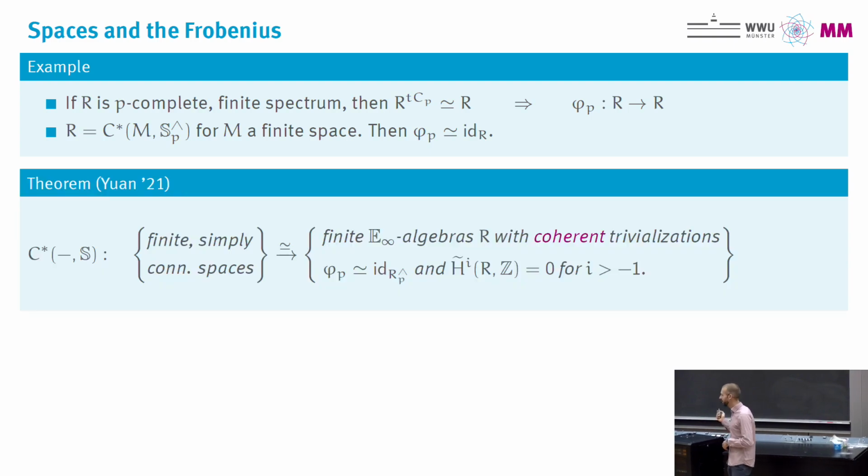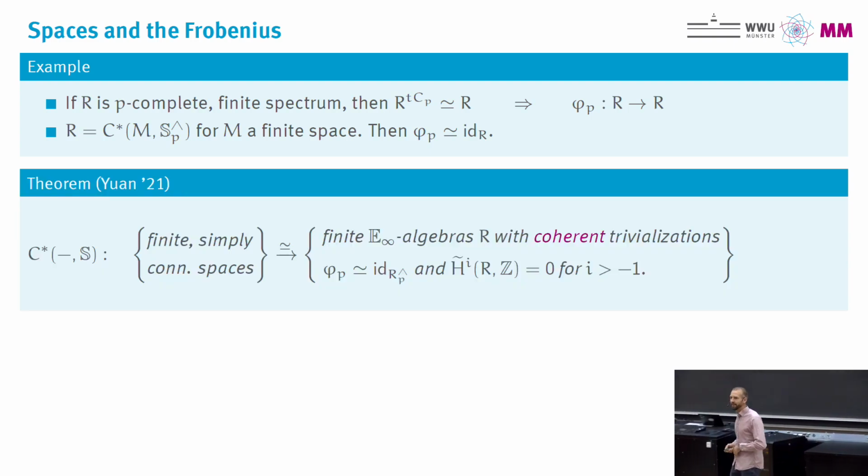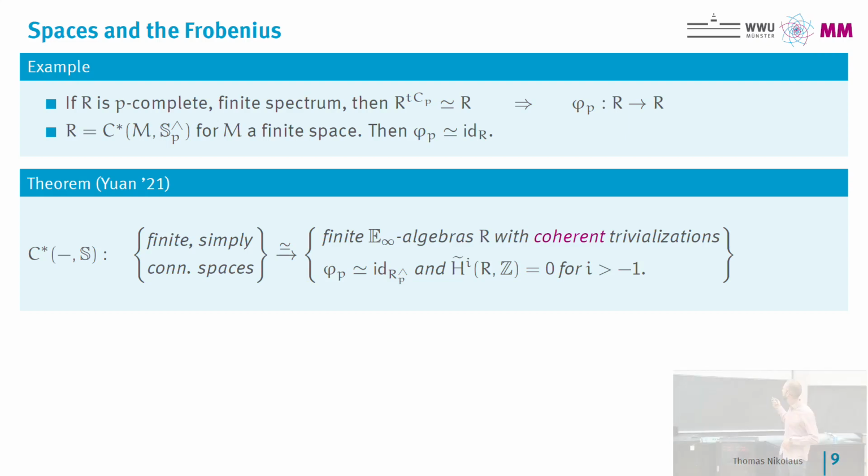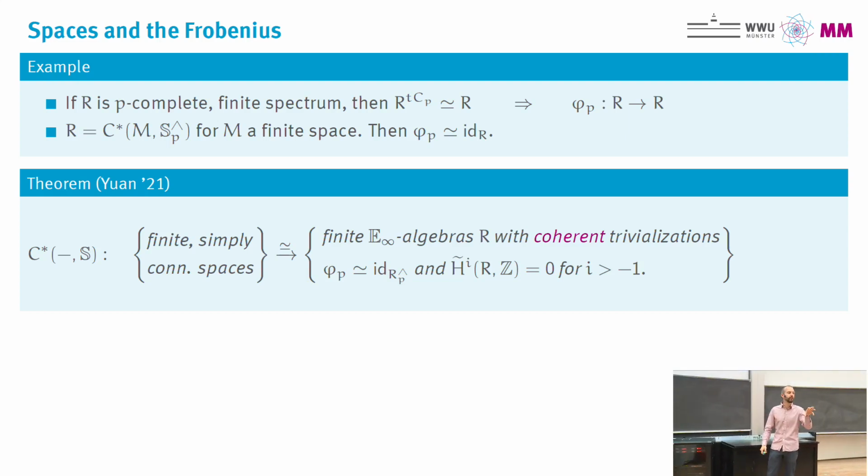And this is actually what Yuan proves. If you start with a finite simply connected space and do that, you get an E-infinity algebra over the sphere. And then for every prime, it turns out that the Frobenius is homotopy equivalent to the identity. So let's take that as an input datum. That's the kind of extra structure I want to put on the cochains. And once you do that and have a cohomological condition, which corresponds to simply connected on the left-hand side, then you see that this is an equivalence of infinity categories.